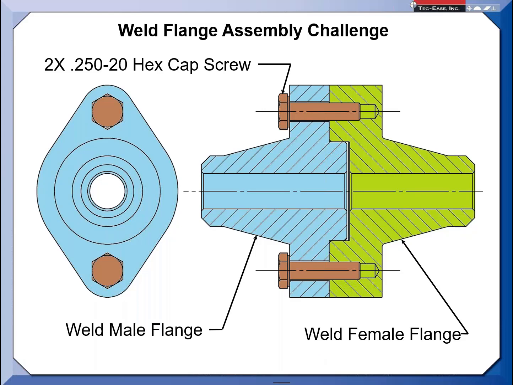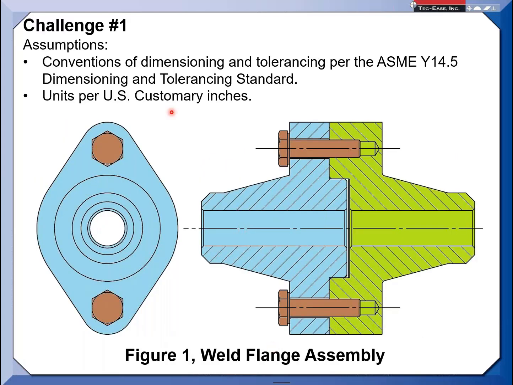So let's review some assumptions this was going to be based on. The convention of dimensioning and tolerancing was going to be based on the ASME, the American Society of Mechanical Engineers, Y14.5 product definition standard dealing with dimensioning and tolerancing. So it's going to be based on 14.5. And the units were going to be based on the US customary inch system, even though products could be done in either inch and or metric. I didn't state these assumptions that we're applying since we're talking GD&T.